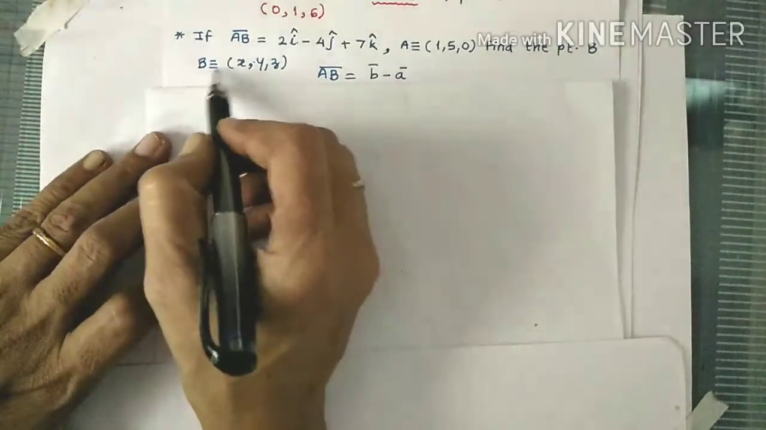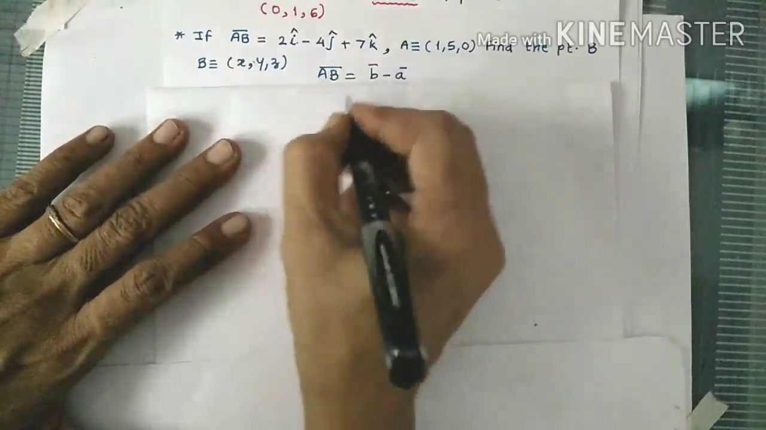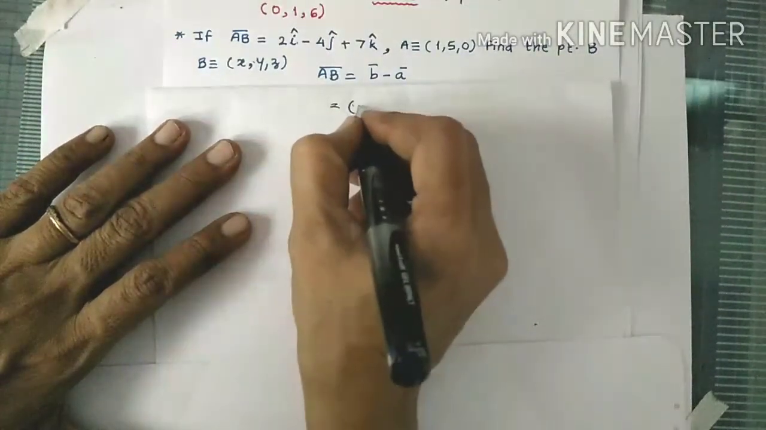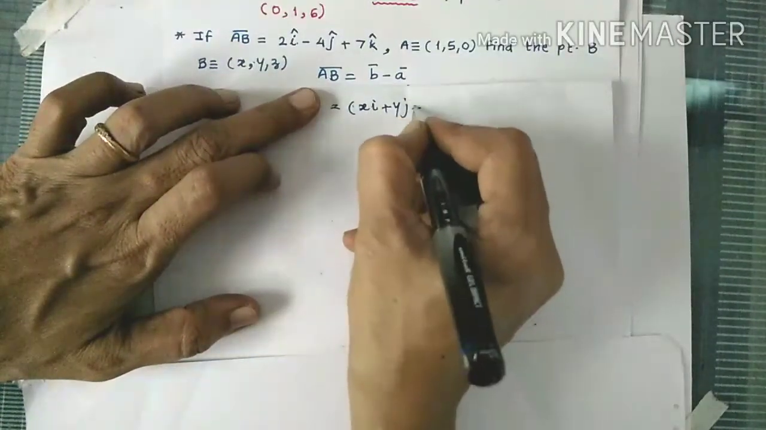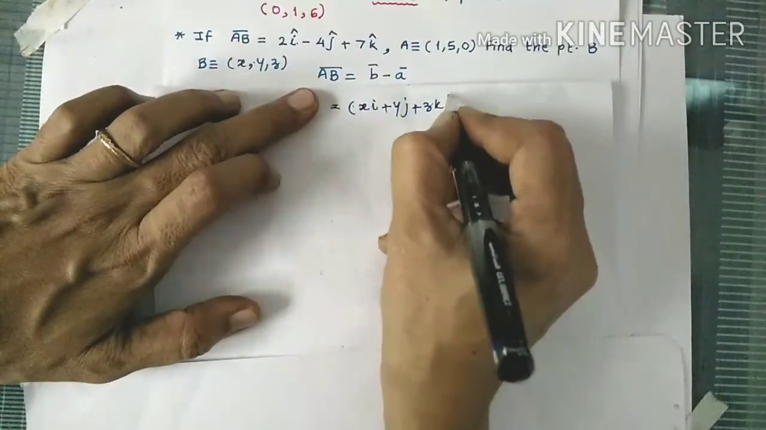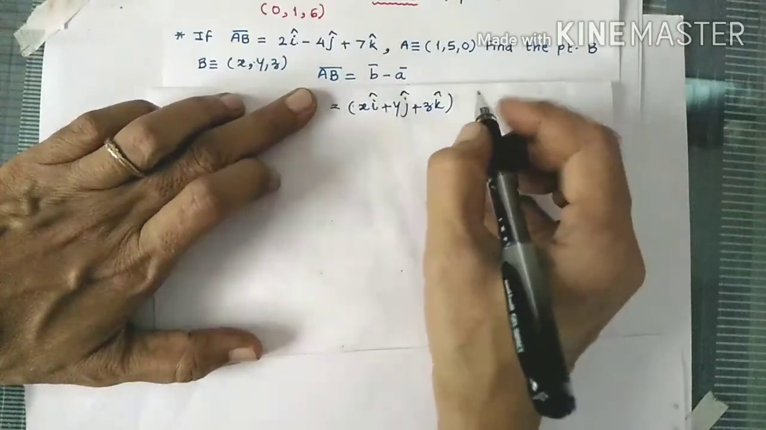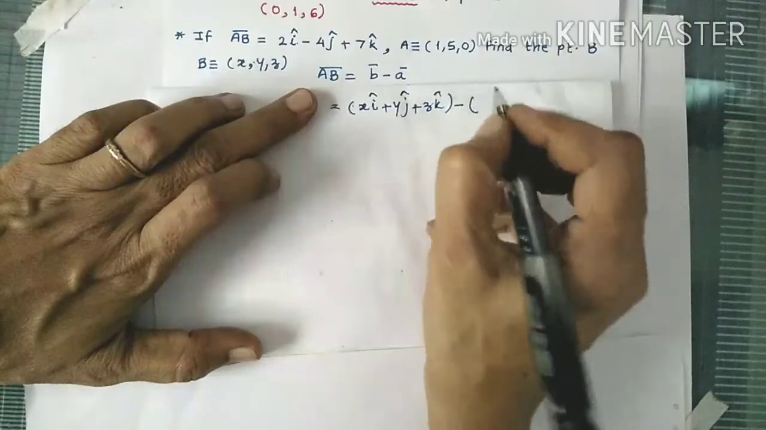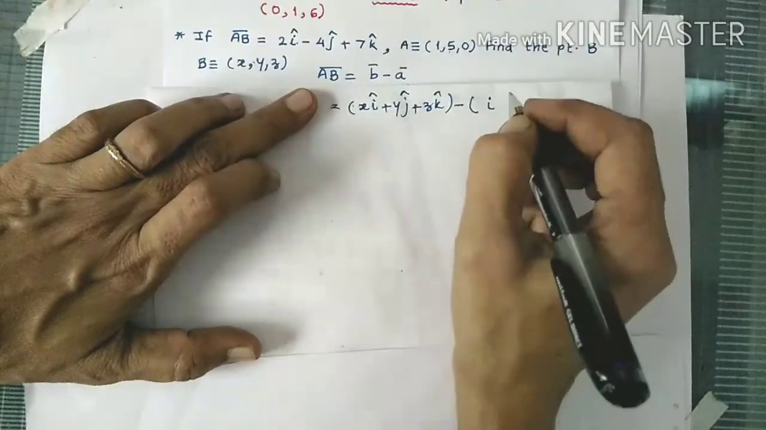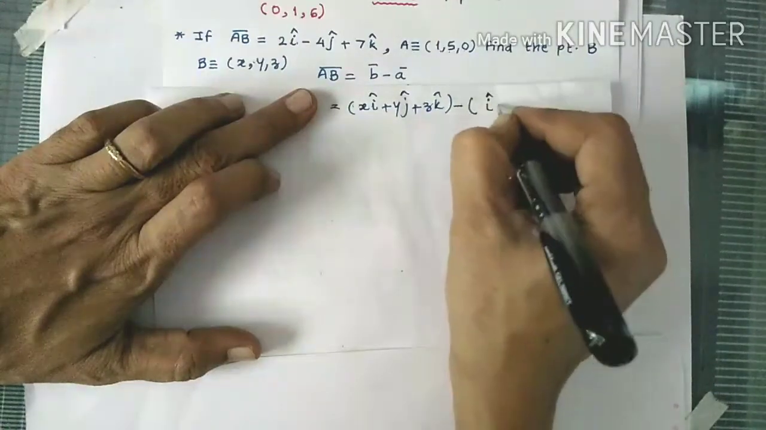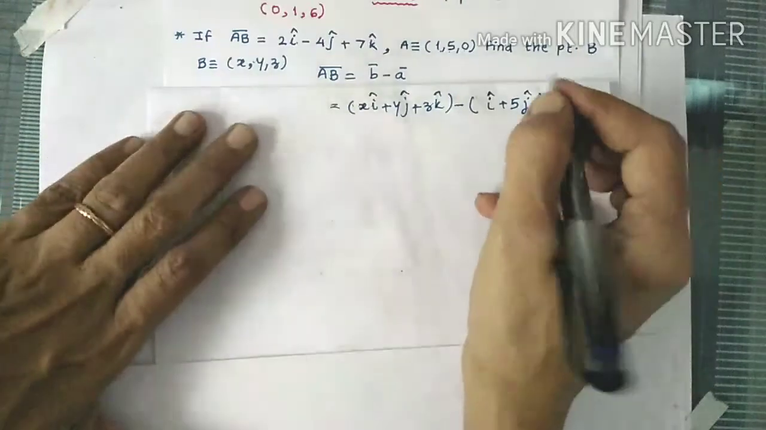So let's take B as x, y, z. Now AB bar is B bar minus A bar. So B bar is xi plus yj plus zk. As coordinates of B are x, y, z, its position vector is xi plus yj plus zk. Minus A bar. A is 1, 5, 0. So A bar is 1 i cap plus 5 j cap plus 0 k cap.